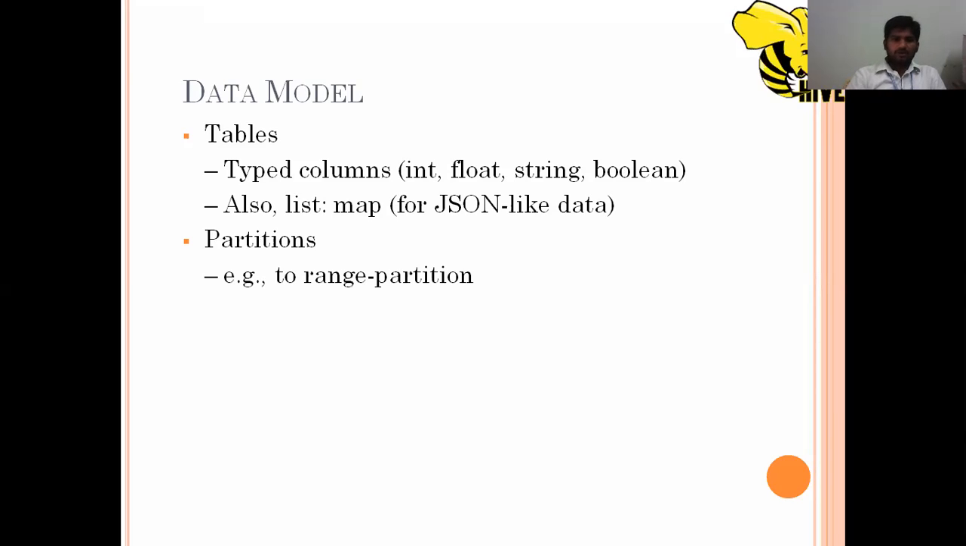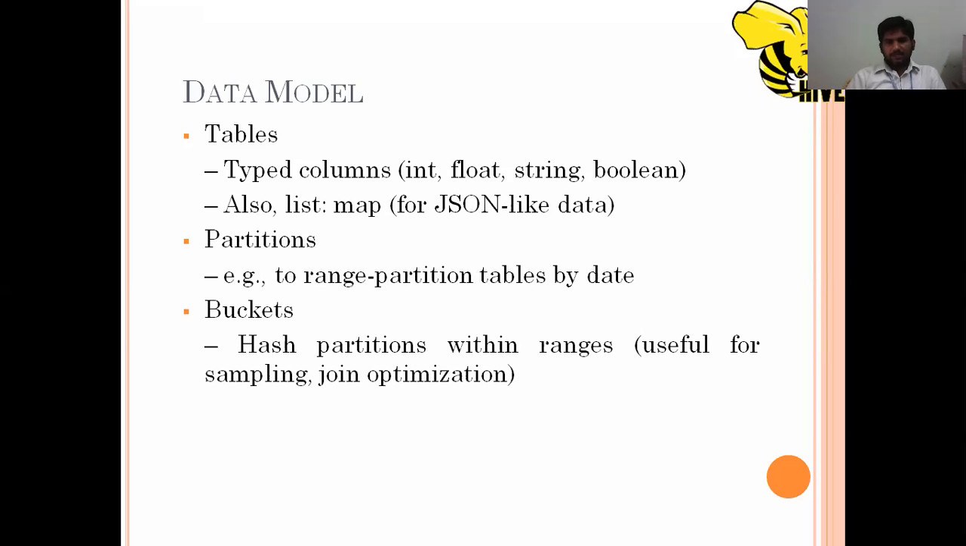How are we going to do this? For example, arrange a partition table by date. How are we going to do joins? So there we have partitions and we have buckets. The hash partitions with ranges are useful for sampling and join optimization. That is how we do joins and how we take a sample out of that table.